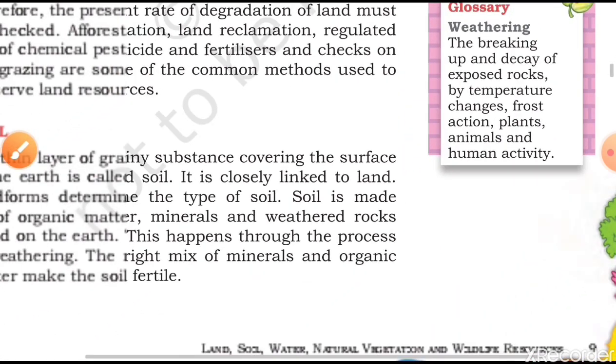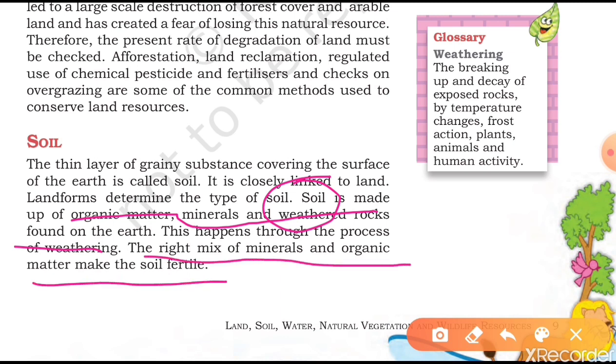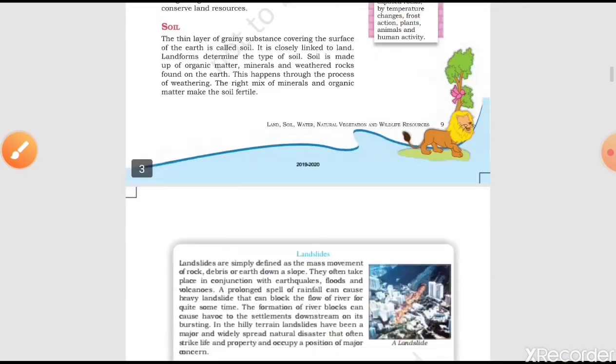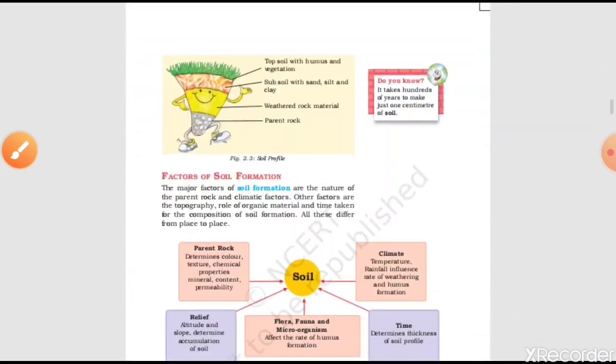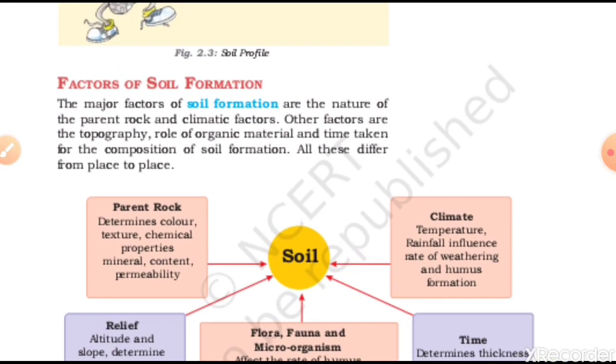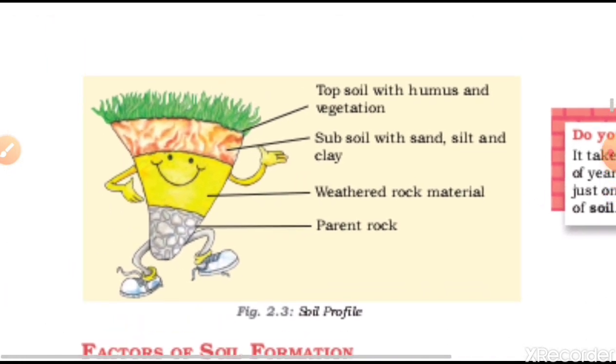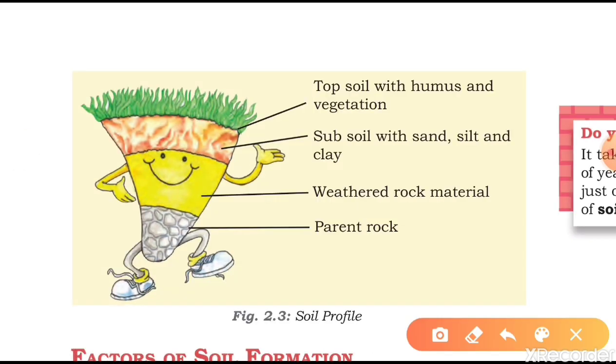So this is called weathering. And we all know that soil comprises organic matter, dead and decaying matter, minerals also, because rocks contain minerals, and weathered rocks. We know what weathering is now. So this happens through the process of weathering. The right mix of mineral and organic matter makes the soil fertile. Okay, so moving on to the next topic, factors of soil formation. How is the soil formed? Before we do how soil is formed, let's have a look at this cute diagram, cute picture.